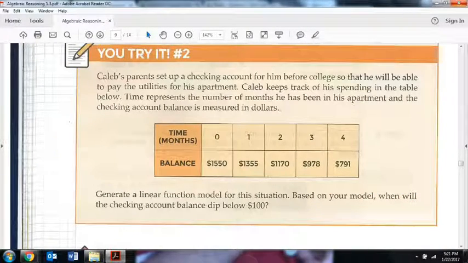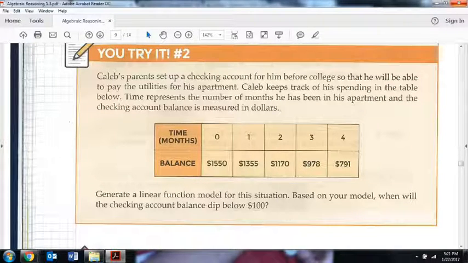All right, for "You Try It" number 2: Caleb's parents set up a checking account for him before college so that he will be able to pay the utilities for his apartment. He keeps track of his spending in the table below. Time represents the number of months, and the checking account is measured in dollars. So the balance is how much is in the account, and the time is how long it's been. Generate a linear function for the situation. Generate a model. Based upon your model, when will the checking account dip below $100?